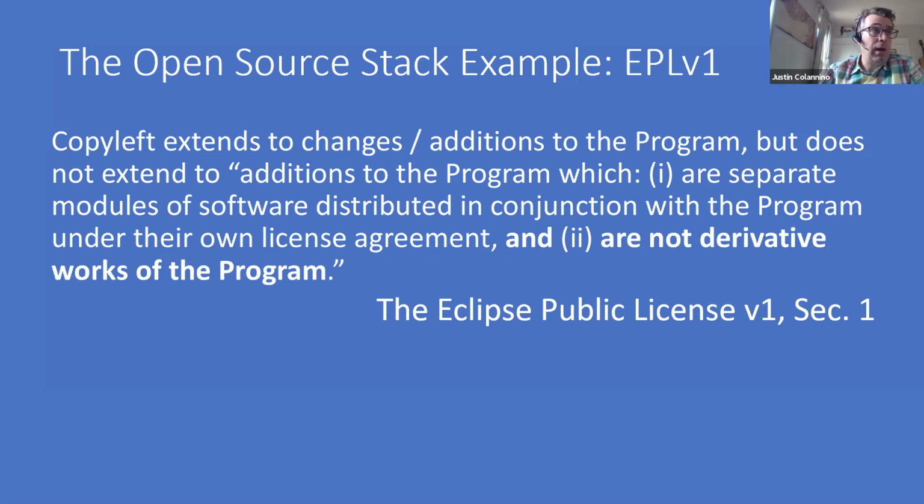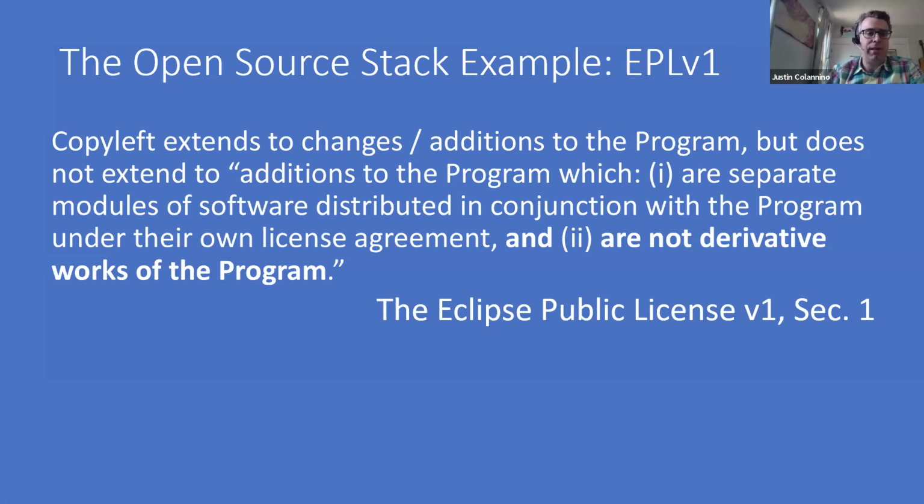But what the license actually says is that copyleft extends to changes or additions to the program, but does not extend to additions to the program which are separate modules, right? And are not derivative works of the program. So the sum of this language is, if it is a derivative work, then copyleft extends to it. If your modification is a derivative work, then copyleft extends to it. Okay, so does that mean for the Eclipse Public License we need to do the same analysis we did for dynamic linking against those jar files? Is the common understanding wrong?